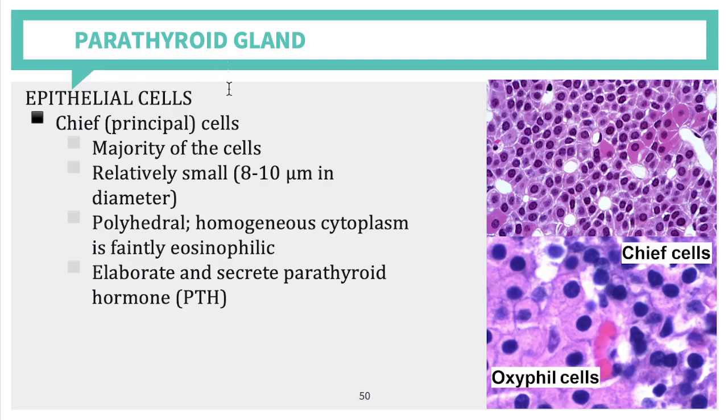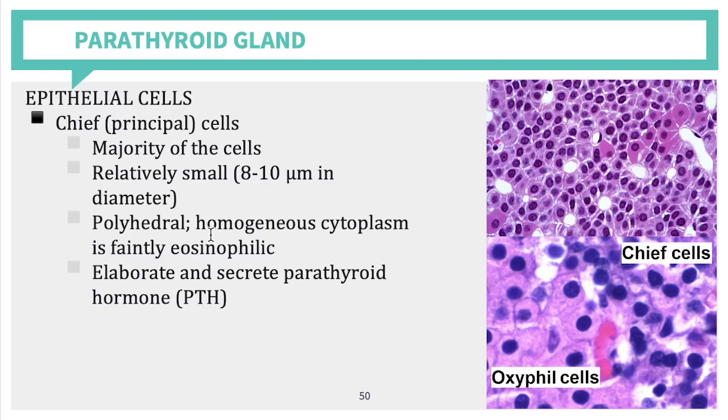So you have your epithelial cells. Let's identify the different epithelial cells. First cell, you have your chief or principal cells. Remember, chief or principal cells: majority of the cells, relatively small. What else? Polyhedral, homogeneous, cytoplasm, and it's faintly eosinophilic.